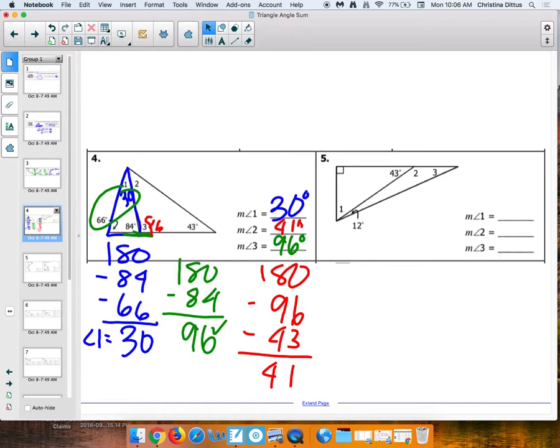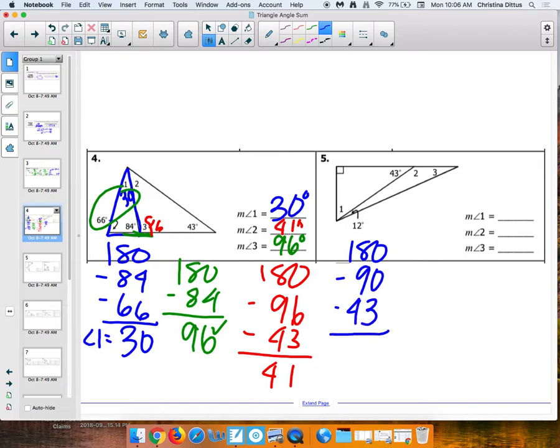Okay. And number 5. Which one's easy to find? Angle 1. How do I find 1? 90 minus 43. Because you know 180 minus 90 is already 90. 47. 47? I think that's right. I don't know, I'm trusting you.